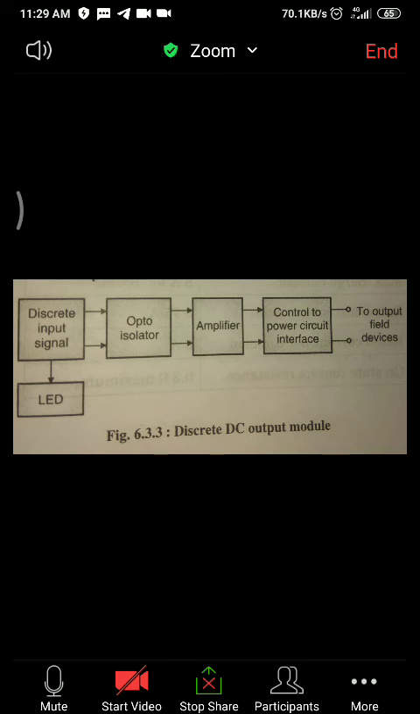It will indicate that the output status of the device is on. If the logic is 0, then the LED will be off. It will indicate that the output device is off currently. So this block diagram consists of DC output module, indicating LED, opto-isolator, amplifier, power circuit, and the output field device.